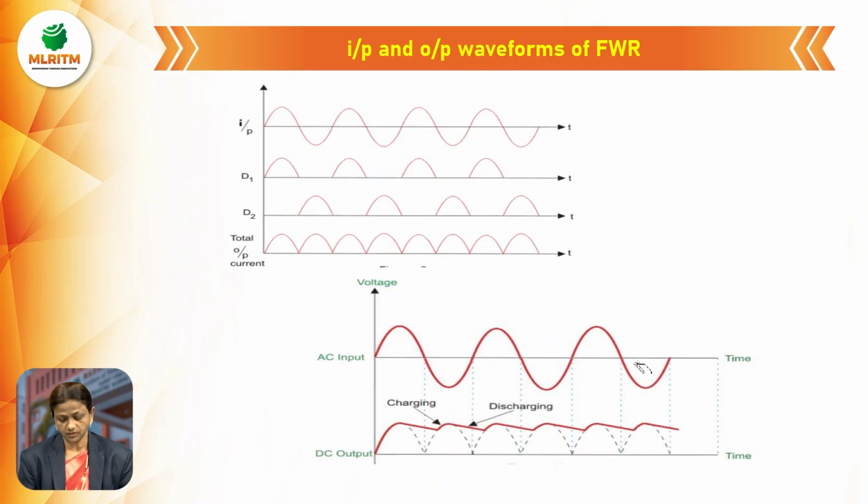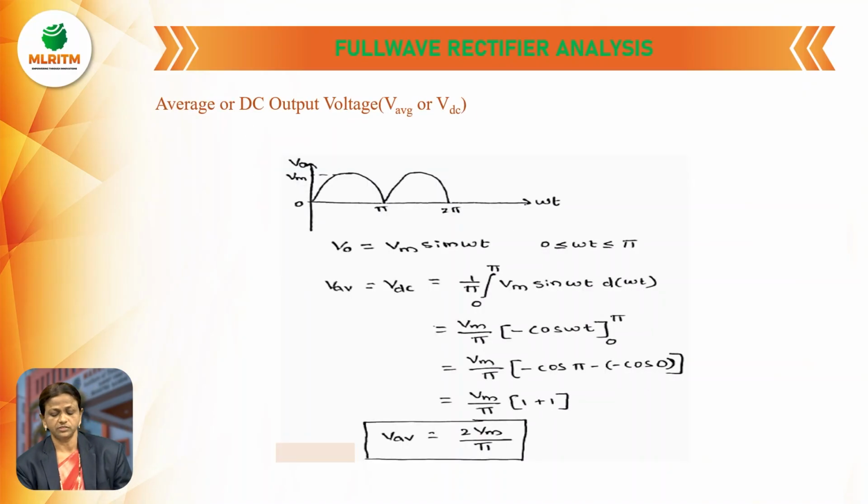So this is the AC signal. By using a filter circuit, or by connecting one capacitor parallel to the load RL, the waveform will be like this. From one fourth of the positive half cycle to the maximum peak, the capacitor charges. Again it discharges, again charges, discharges, charges, discharges. So the waveform will be like this, and the ripples are reduced.